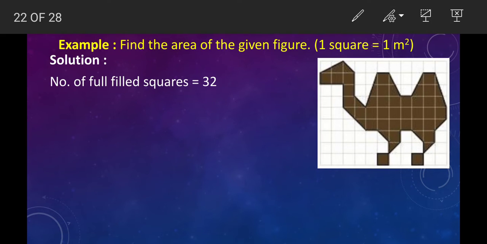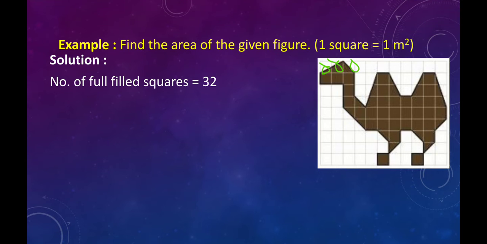First count the number of fully filled squares, like this box. The small box is the fully filled square. You have to count this type of box. Complete box. And in this figure there are 32 fully filled squares. Next we will count the half filled squares, like this one, 1, 2, 3. All these are the half filled squares. You have to count that type of figure. Number of half filled squares in this shape is 21.